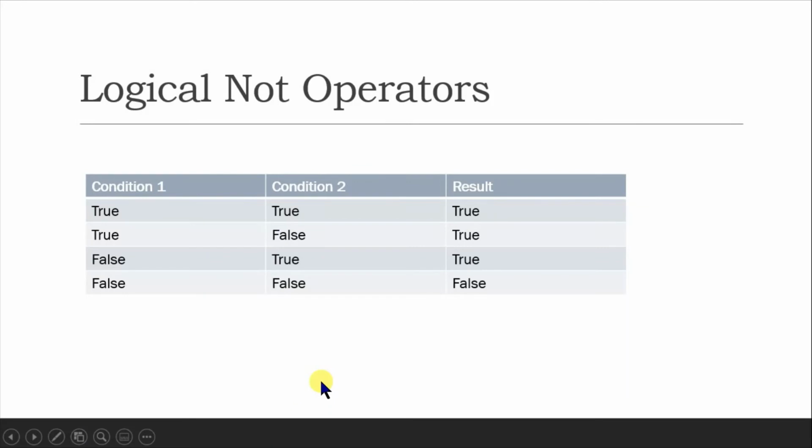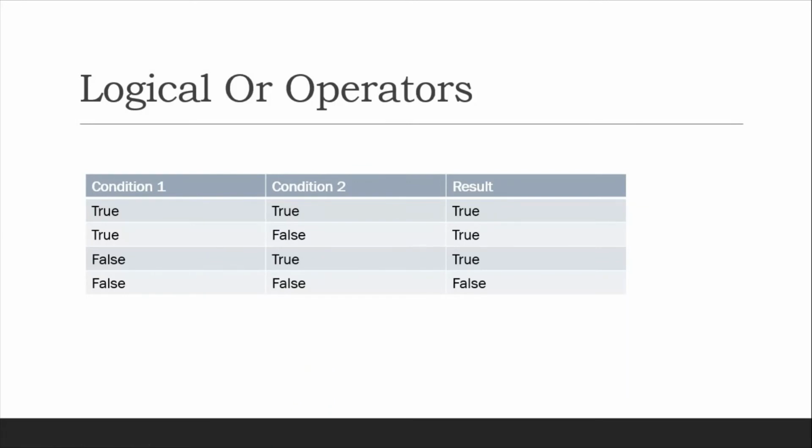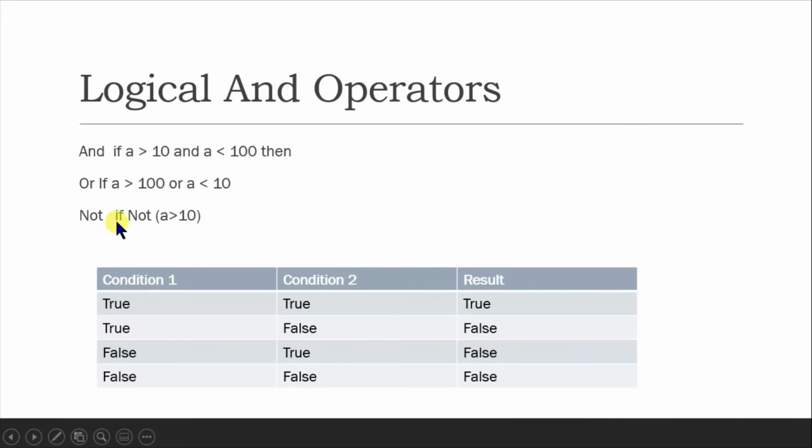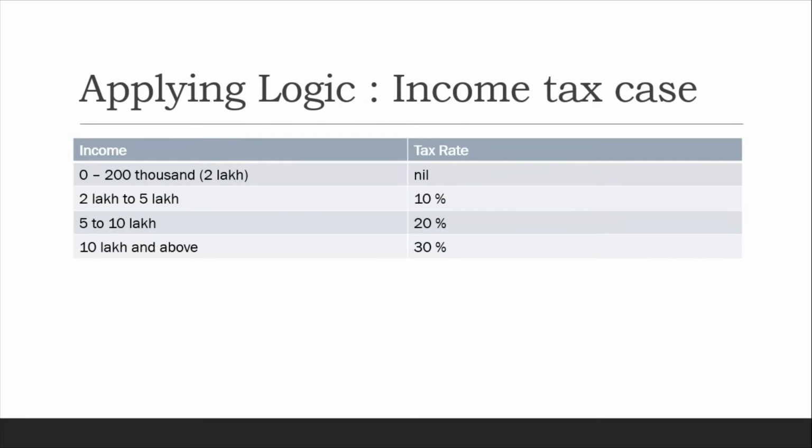Now about the NOT operator. What does the NOT operator say? If a is greater than 10 and the answer is true, NOT will give the reverse. So if not a is greater than 10, it will be true when a is less than 10. Fine. Hope you are able to understand. If a is greater than 10 is true, then not a is greater than 10 will be false. Fine. If a condition is true, NOT will reverse it. This is the thing. Fine. So these were the logical operators.